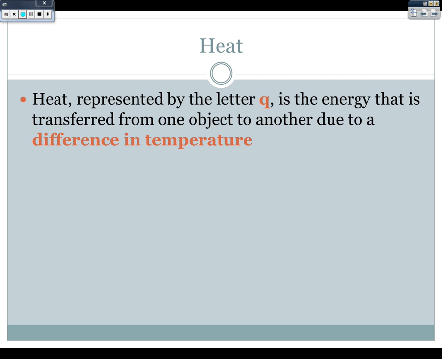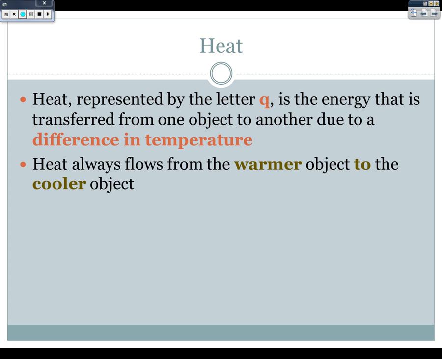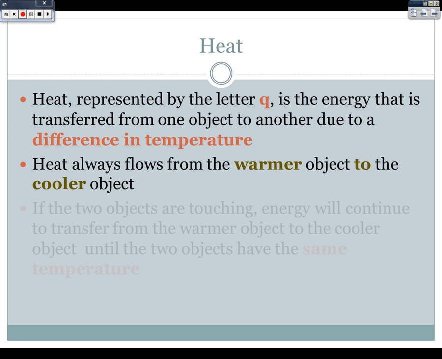So let's talk about heat, and you guys will remember heat. Heat is represented by the letter Q. We learned all about that back in Unit 4. And heat is the energy that is transferred from one object to another due to a difference in temperature. So heat always flows from the warmer object towards the colder object. So heat is energy transfer due to a difference in temperature, and heat always flows from warmer to cooler. Just like in biology, when you learned about diffusion and how you diffuse from the more concentrated to the less concentrated, it's kind of like that.